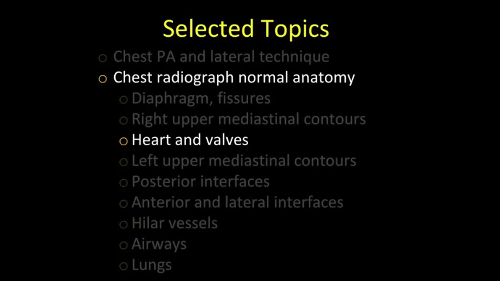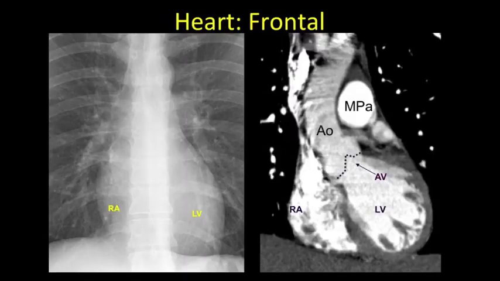So let's discuss heart and valves. The heart on the frontal radiograph has its right border being created by the right atrium and the left by the left ventricle. The right ventricle does not form a border-forming structure on the frontal radiograph. The left ventricle leads to the ascending aorta through the aortic valve.